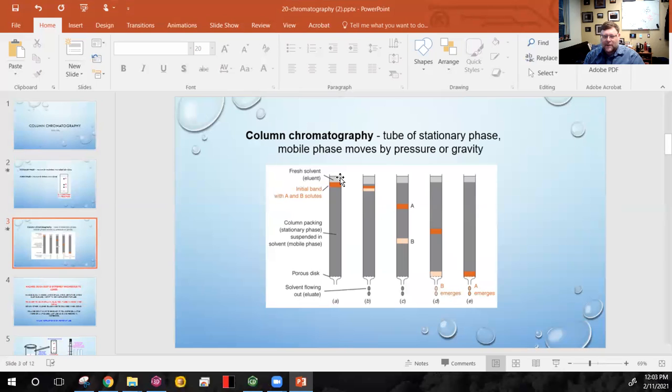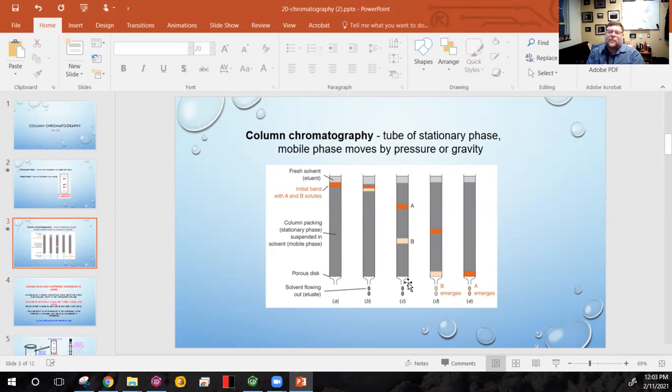You put A and B on at the top, they start moving. A stays in the stationary phase more often, so it's closer to the top, moving slower. B is rushing forward, B, which is less polar. And then B will actually elute at the end of the column, purified, hopefully. And you can collect it.